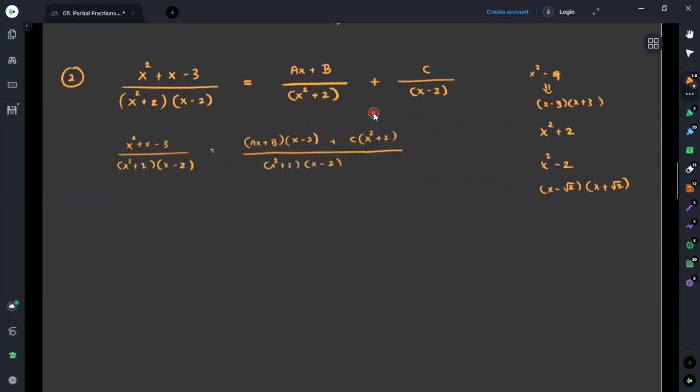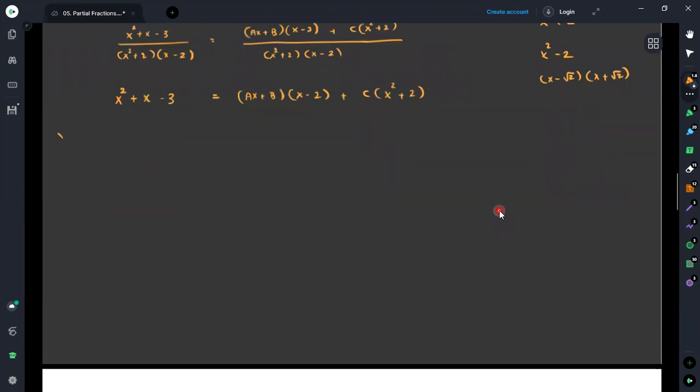Since the denominators are now similar, we can equate the numerators. It is x squared plus x minus 3. Then we are getting (ax plus b)(x minus 2) plus c times (x squared plus 2).